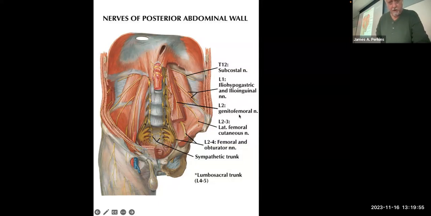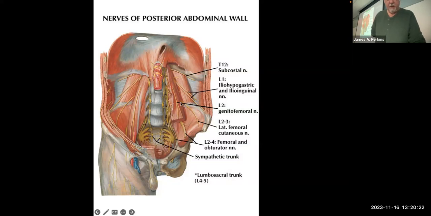I'm going to skip over genitofemoral for a second. We're going to continue down along the posterior abdominal wall. There's a nerve called the lateral femoral cutaneous nerve. This is actually derived from two ventral rami, from both L2 and L3. So this would be the next nerve that would be sitting just inferior to the branches of L1.